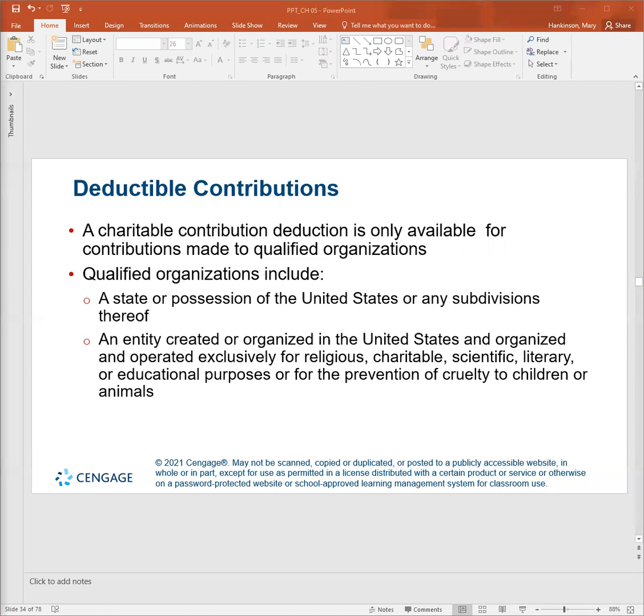Contributions to qualified organizations must meet further requirements to be deductible. To qualify as a charitable contribution, a payment must be made with donation intent and with no expectation of a benefit or consideration being received from the organization. So in other words, not a bribe.